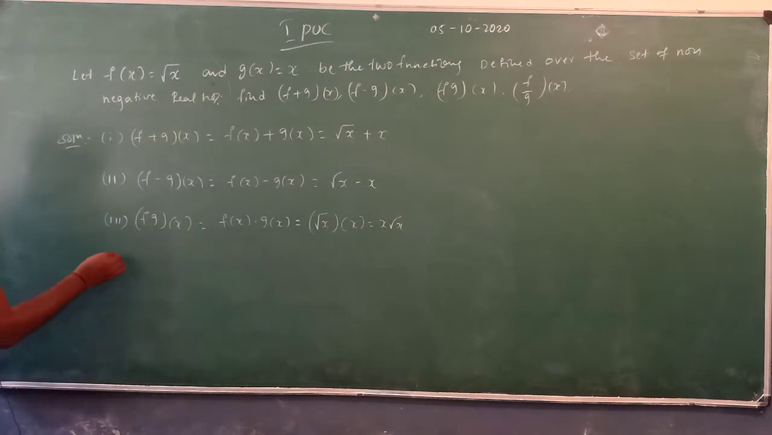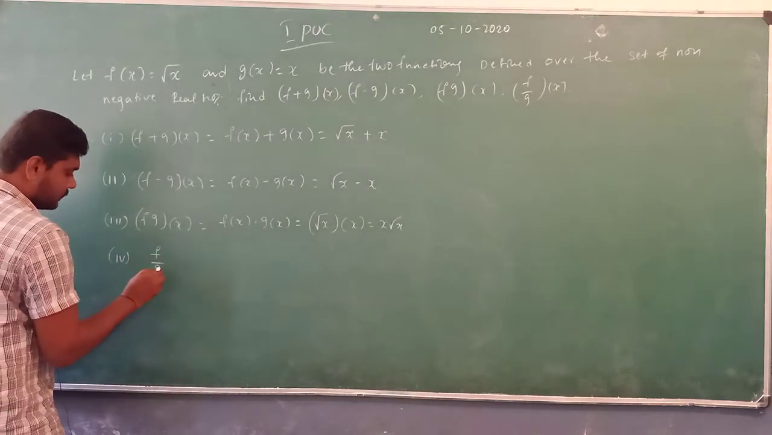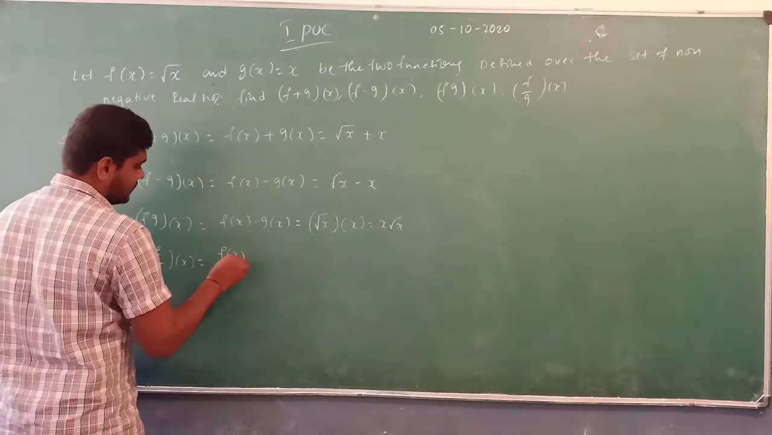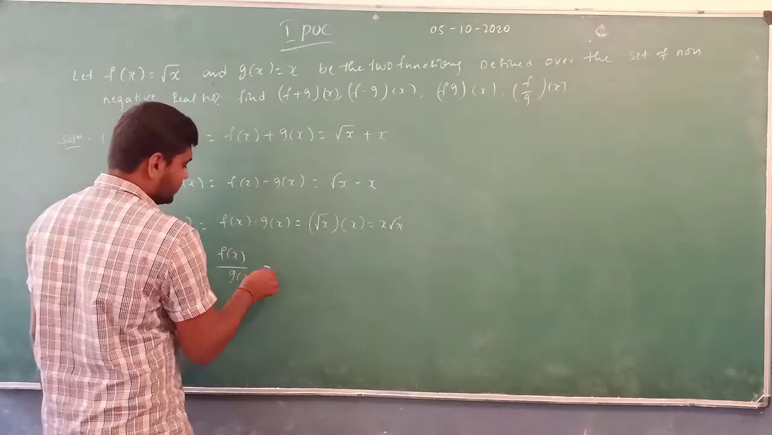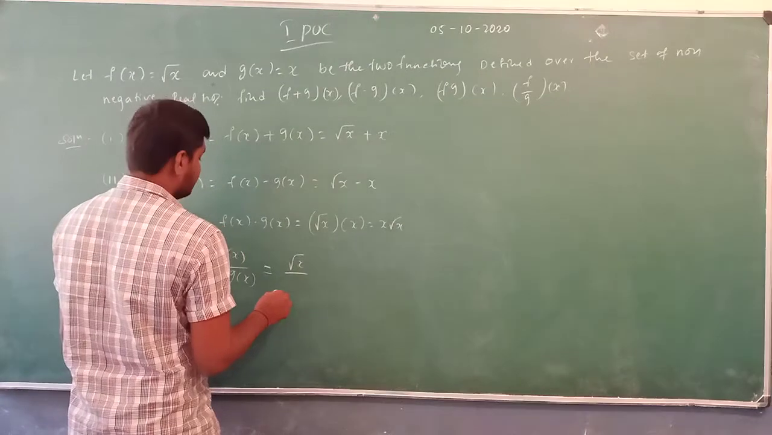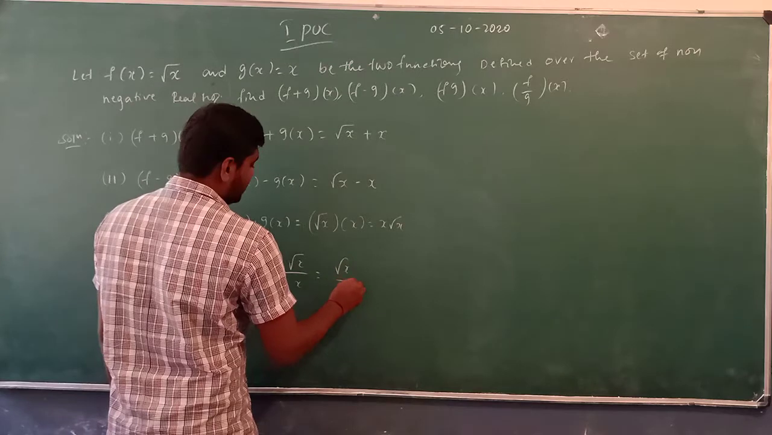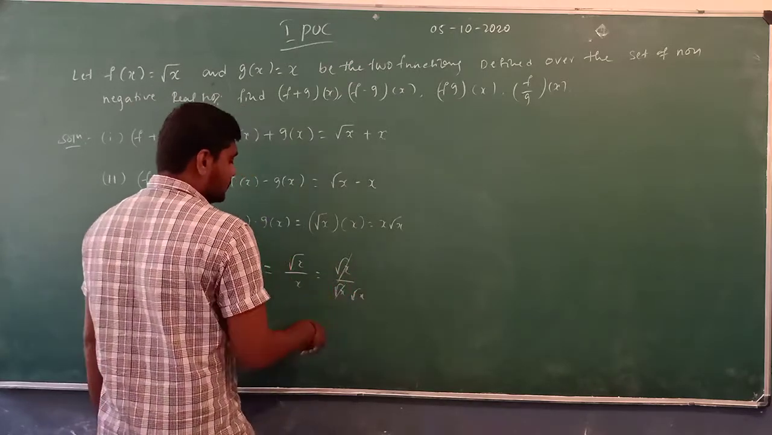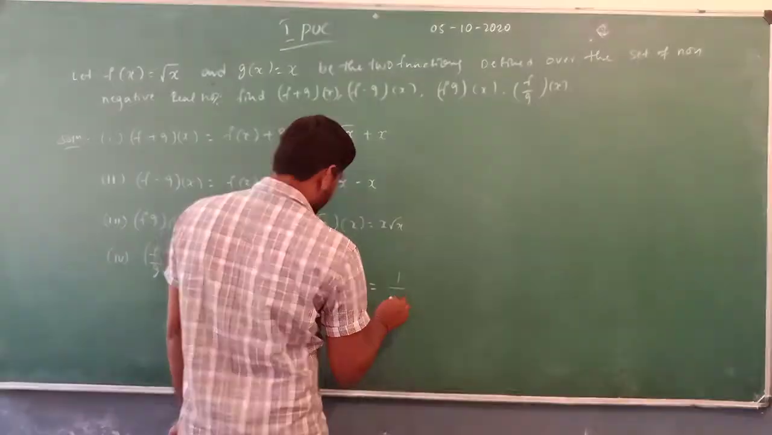Okay. The fourth one, under the division rule, f by g of x can also be written as f of x divided by g of x. So we can easily write this as f of x is root x divided by g of x, that's going to be x. So x can be written as root x into root x. One root x is going to be cancelled in both the numerator as well as the denominator, so we can write 1 divided by root x.